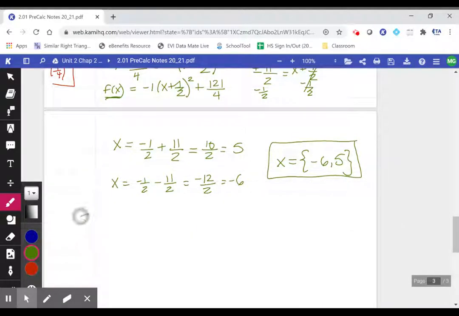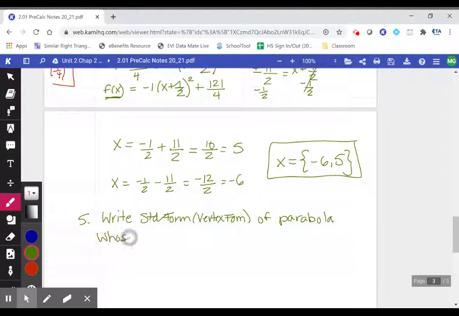Okay, last question we're going to do is write the standard form. Again, that's going to mean vertex form for us of the parabola whose vertex is 1, 2, and it passes through the point 3, negative 6.